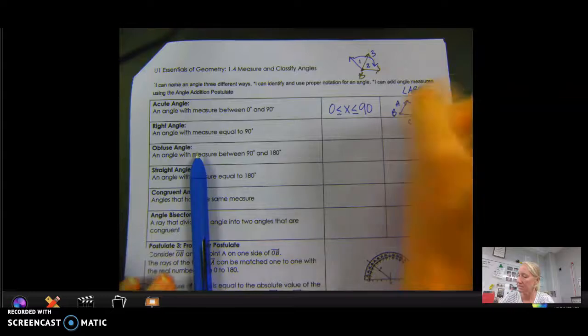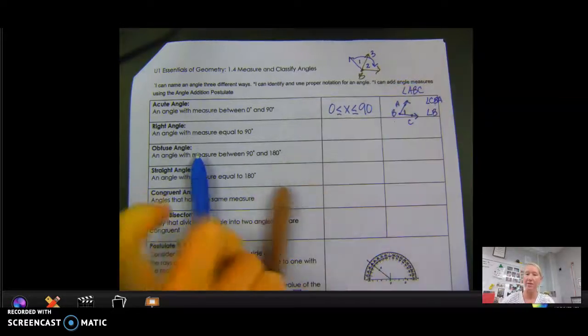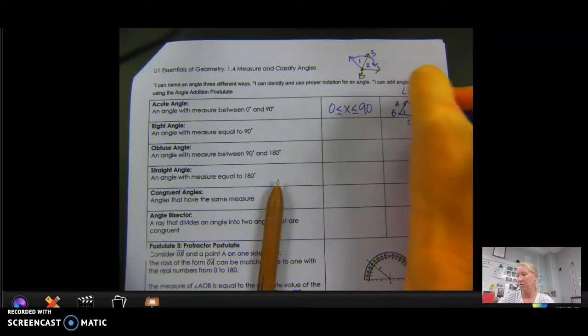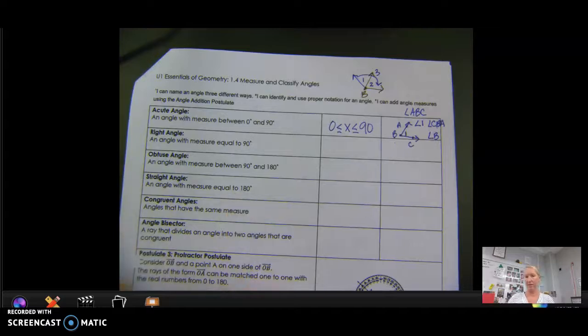The other way you may see this is there may be a number in here, like 1. So I could also call this angle 1.